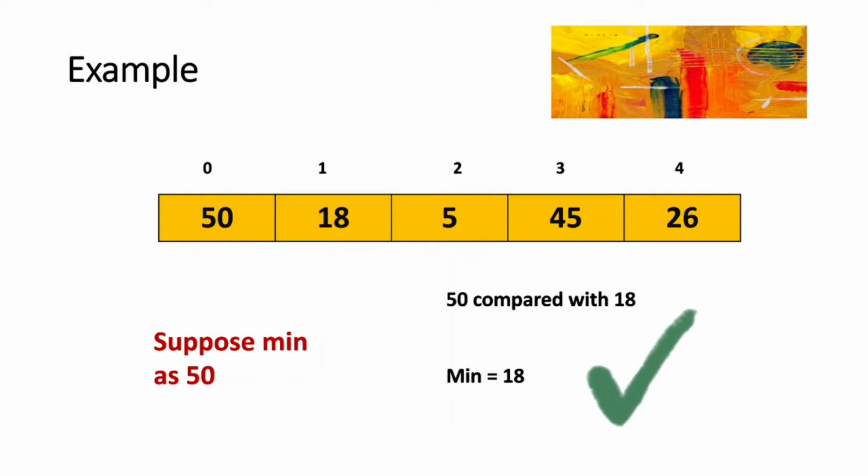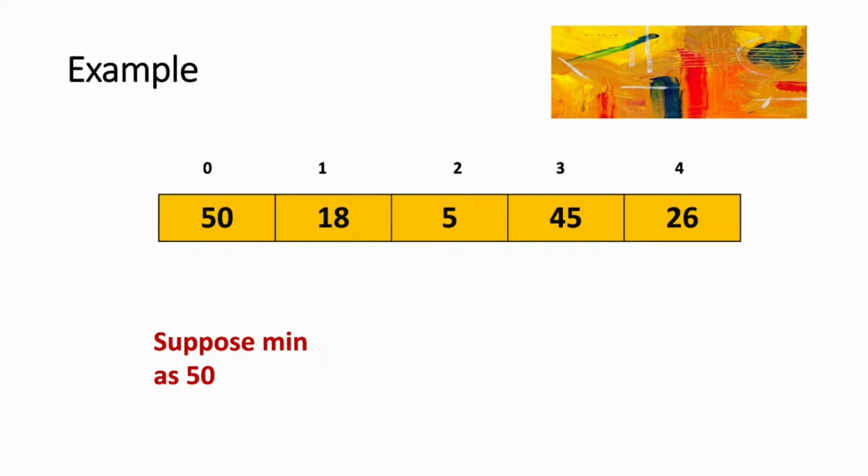Now this 18 will be compared with 5. Every time I am comparing min with the other elements. Now min is 18, and it will be compared with the next adjacent element, which is 5. Evidently 5 is smaller than 18, so now min will become 5. Now 5 will be compared with 45. And yes, now I can say that 5 is minimum. Next, 5 will be compared with 26, and again I can conclude that 5 is the minimum one.